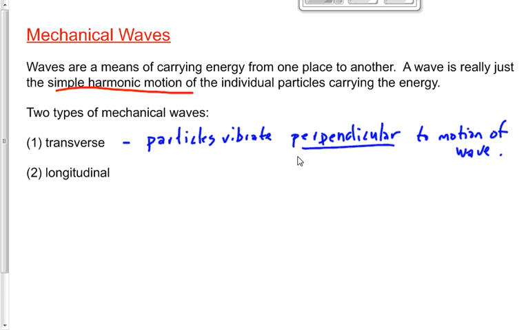A longitudinal wave, we also showed you that one. Okay, longitudinal waves are the waves that usually exist in liquids and gases. For example, a sound wave. Here the particles are vibrating parallel.